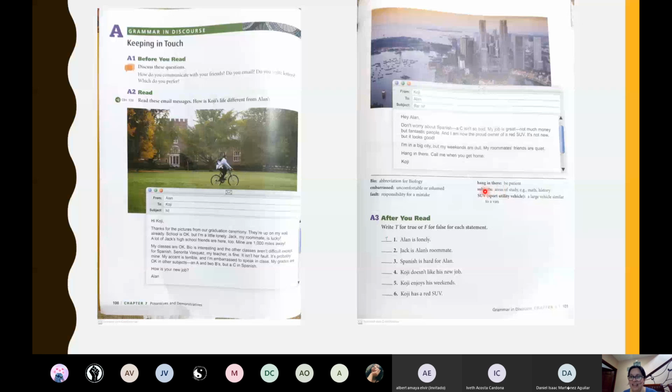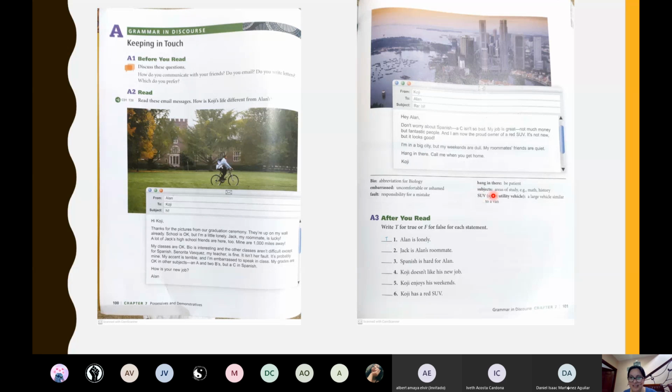Here we have a phrase, hang in there. Hang in there means be patient. So Koji was saying to Alan, hang in there, call me when you get home. Because Alan was like worried about the classes, especially Spanish class, because he got a C. So Alan said, don't worry. Koji said, sorry, don't worry, hang in there, be patient.